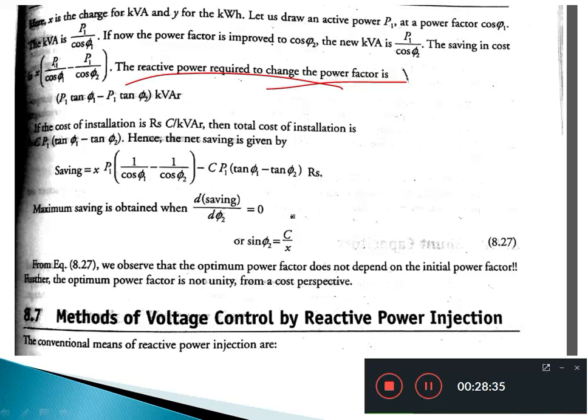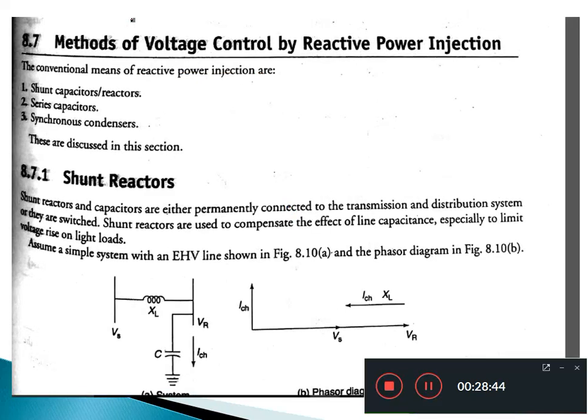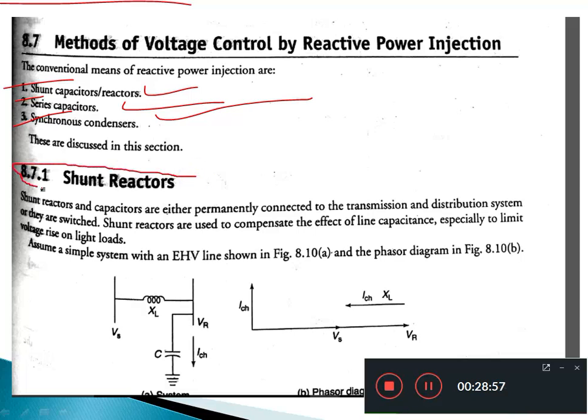Then let us discuss the next concept, that is the method of voltage control by reactive power injections. What are the different methods while injecting the reactive power? There are two different methods: capacitors, series capacitor, shunt capacitor, synchronous condenser. First we shall discuss the first method of voltage control. How to control the voltage by injecting the reactive power? There are three different methods which are discussed here.